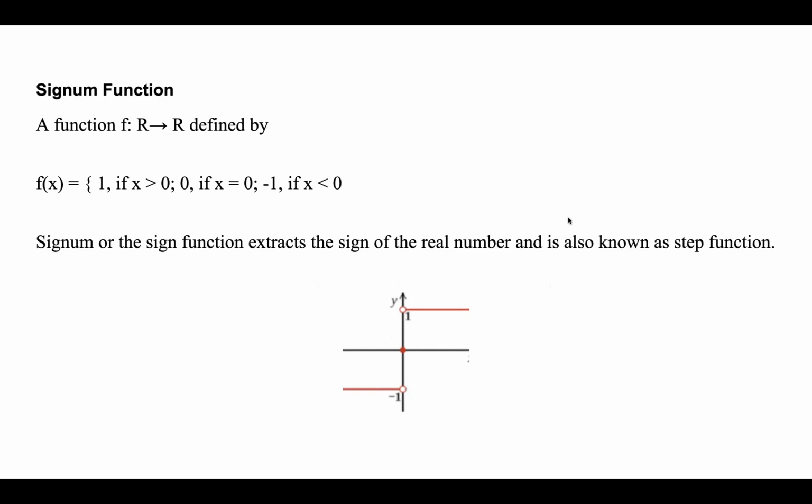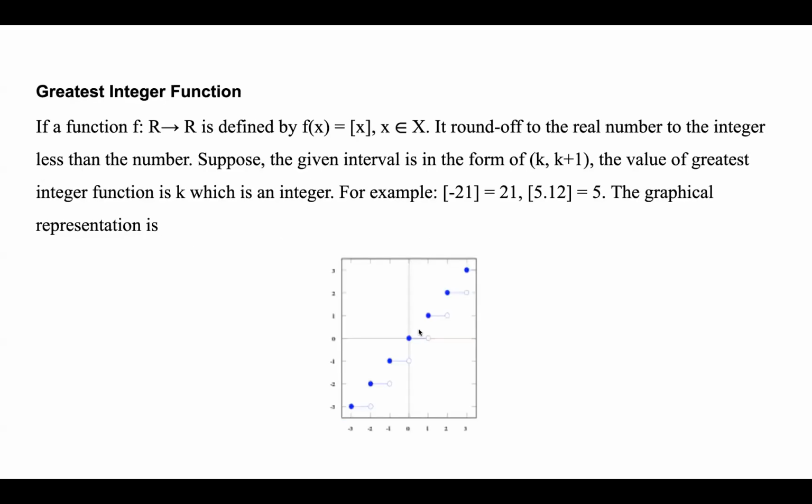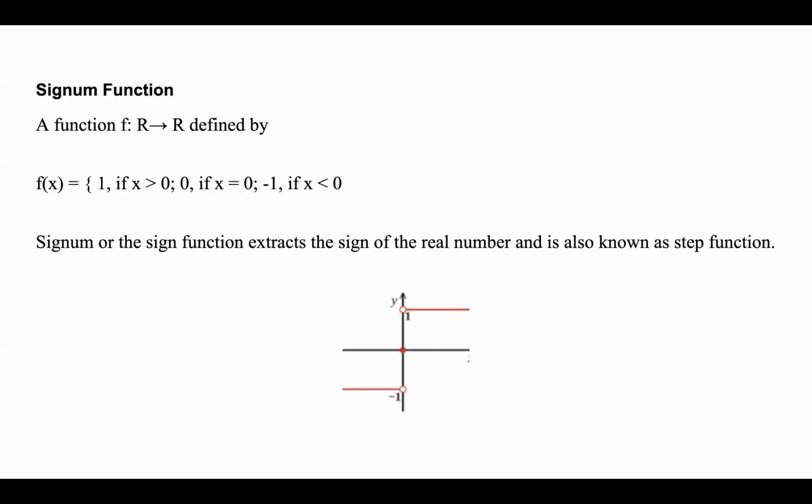Why the step function again? Because whatever will be the value of x, if it is less than 0, then y value will be -1. If x value is greater than 0, then y value will be 1. And if x is 0, y is also 0. This type of function is known as the signum function.